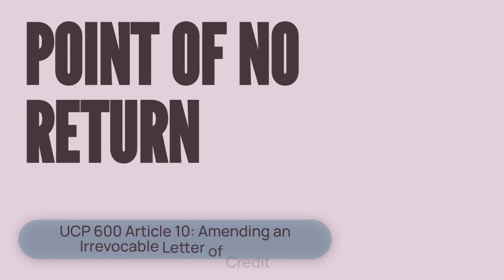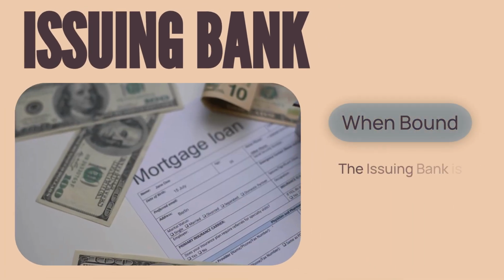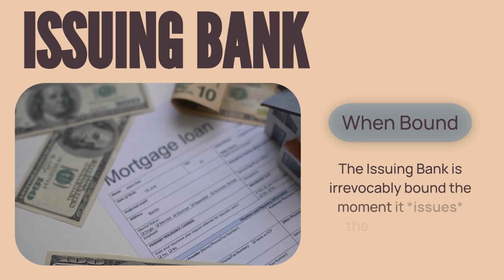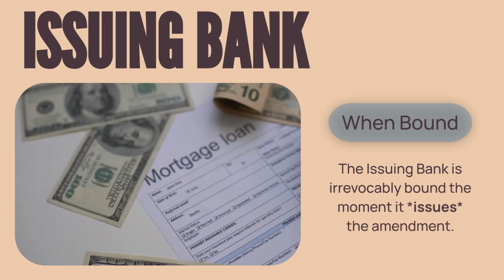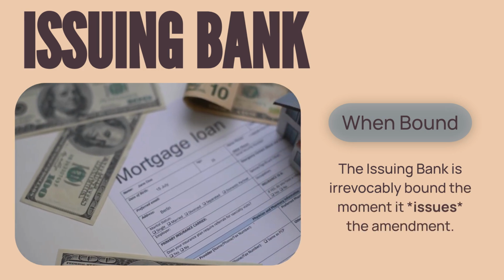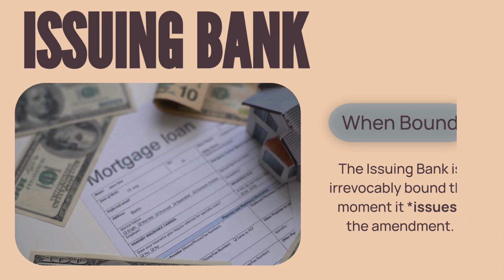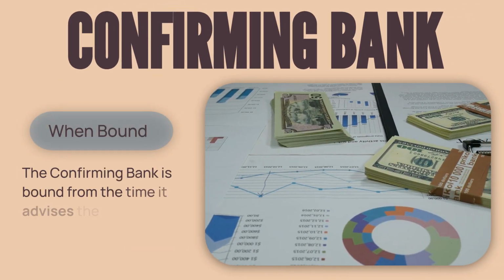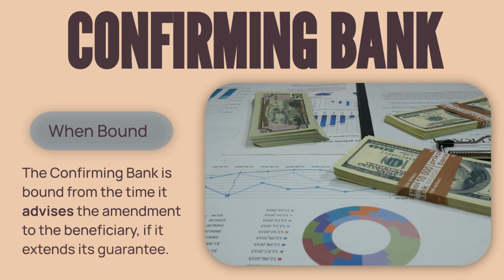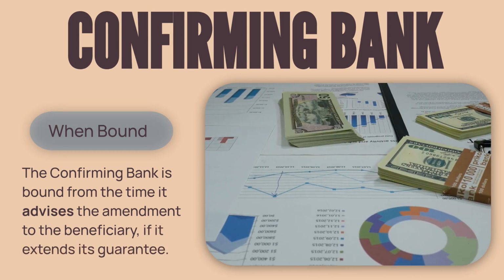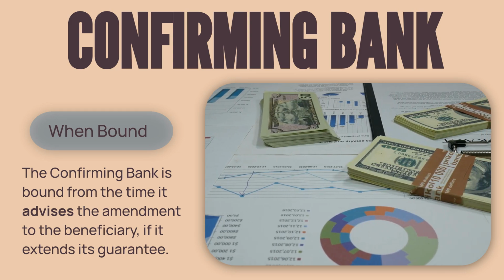Next, we address a critical aspect, identifying exactly when a bank's obligation to the new terms begins. The issuing bank is irrevocably bound by an amendment the very moment it issues or sends the amendment. Once the message is sent, they cannot take it back. A confirming bank is bound from the time it advises the amendment to the beneficiary, but this is only if they choose to extend their payment guarantee to the new terms.